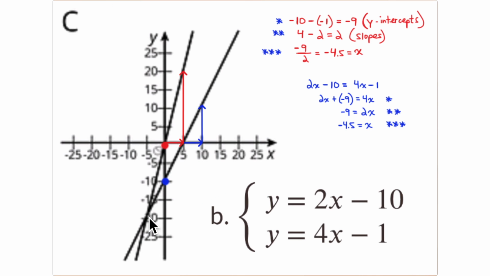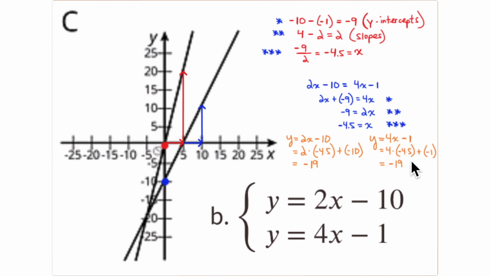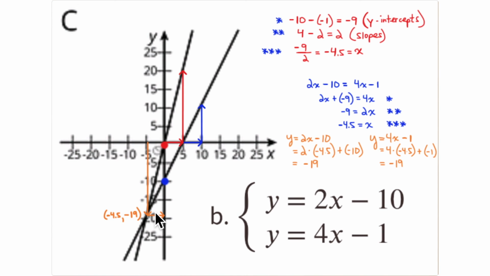And now to figure out what the y-coordinate is at this point, because it's the same value, you can use either of these two equations. So if x is -4.5, 2 times -4.5 is -9, and -9 plus -10 is -19. So the y-coordinate is -19. If you use the other equation, 4 times -4.5 is -18, and -18 plus -1 is -19. So again, this coordinate right here is -4.5, -19.